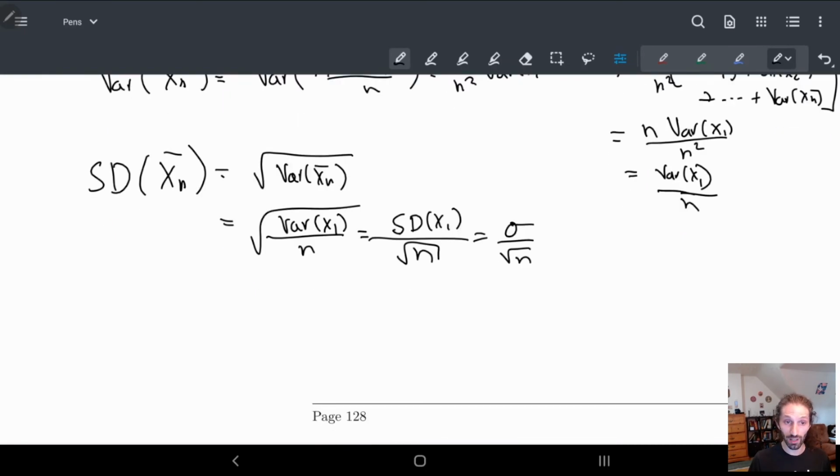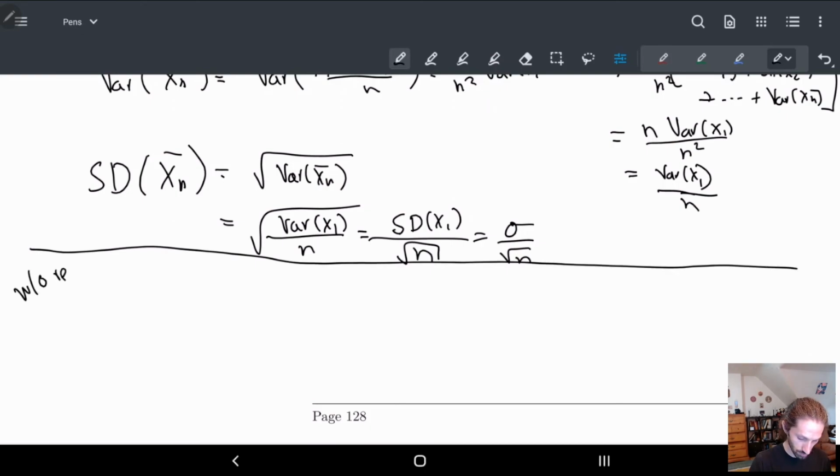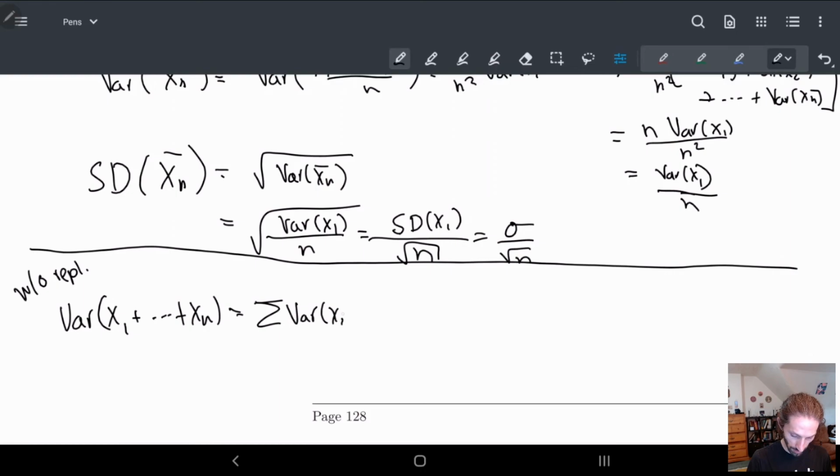Now, what happens if they're not independent? So if they're not independent, this is without replacement. Well, what we're going to notice is things get really horrible really quickly. Because what we have is the variance of x1 all the way up to xn. So let me first figure this out, and then we can do the n afterward. This is going to be equal to the sum of the variances of xi, i equal to 1 to n, plus 2 times the covariance of xj, xk, for j less than k.